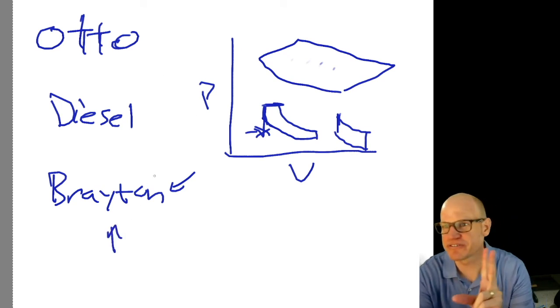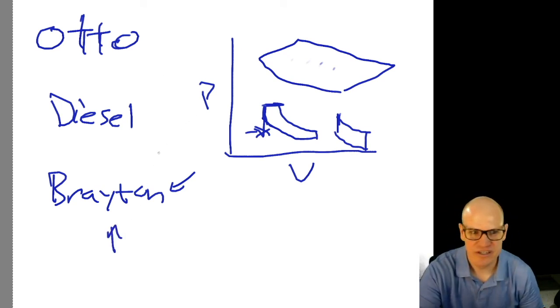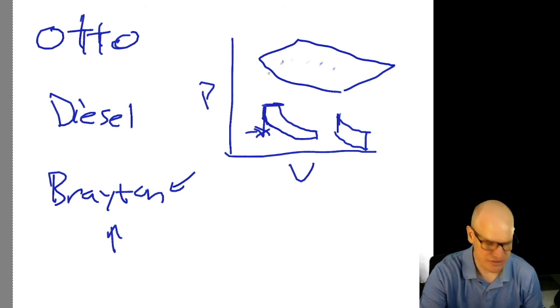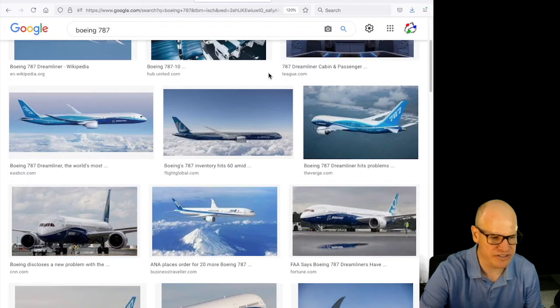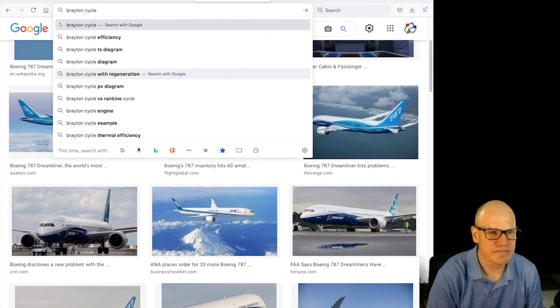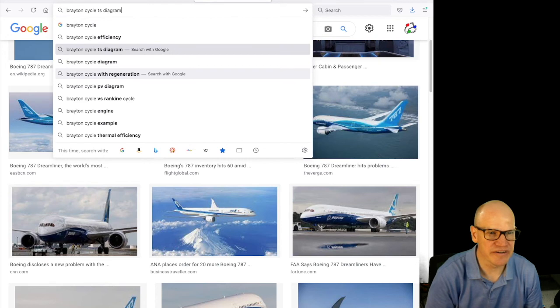Well, there's two different kinds of natural gas power plants. There's one that does the Brayton cycle only. These are peaking plants. And so if we look at the PV diagram for the Brayton cycle, Brayton cycle PV diagram.